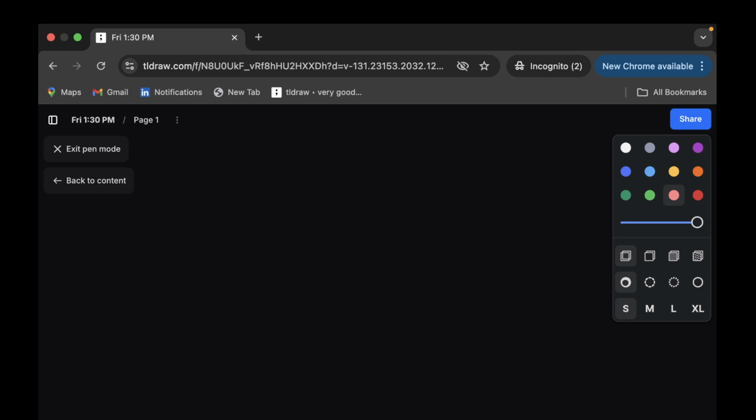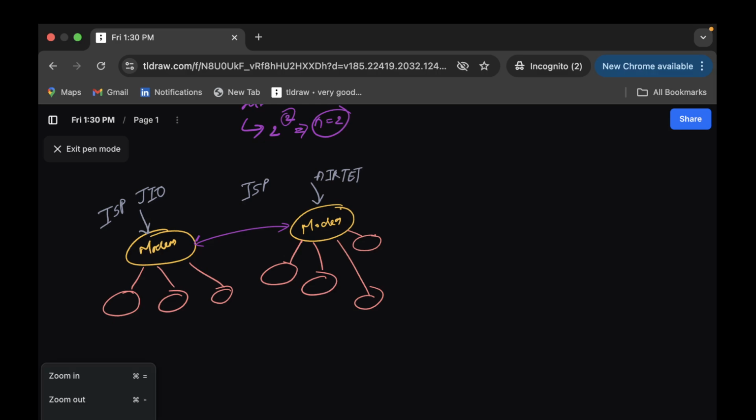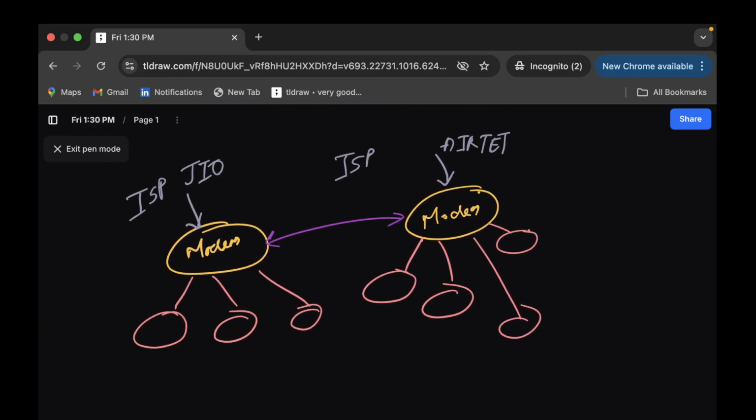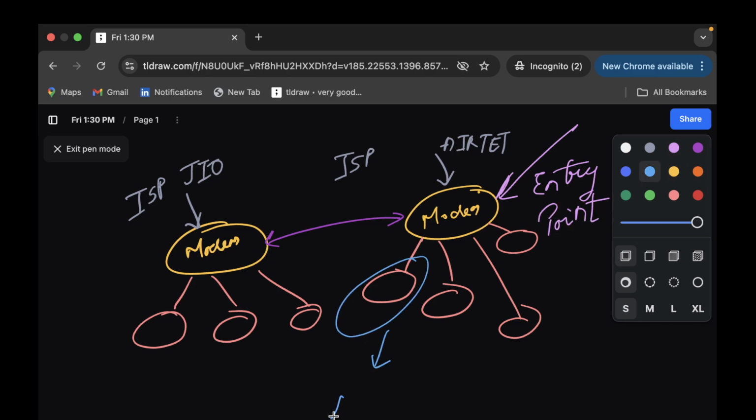Now, basically the two things that we need to identify here: first is, from which network am I. So this is my entry point to the network, right? First I need to identify this entry. So if I'm sending data to this modem, I need to identify the entry point of this network, and then I need to identify that specific device on this network.